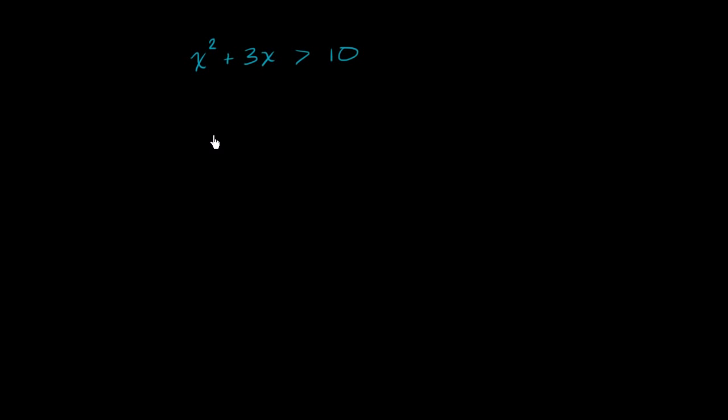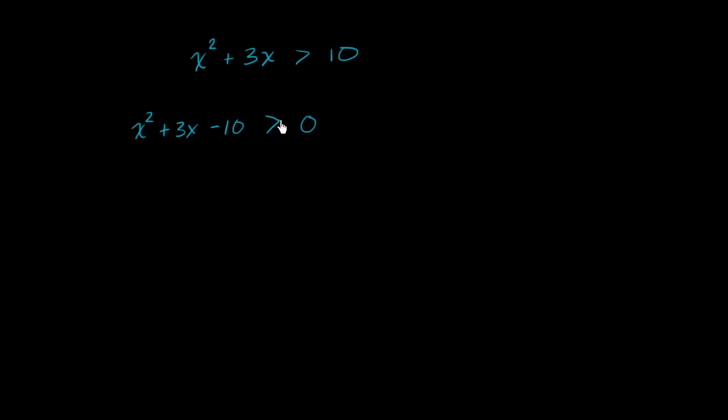So the first thing that we might want to do, just to get into a form that we're more comfortable with, is subtract 10 from both sides. Then on the left-hand side, we're going to have x squared plus 3x minus 10 is still going to be greater than. If we add or subtract the same thing to both sides, it won't change the inequality, but it's now going to be greater than 0. 10 minus 10 is 0. Now this gets us into a form that we're more used to seeing quadratic expressions in.